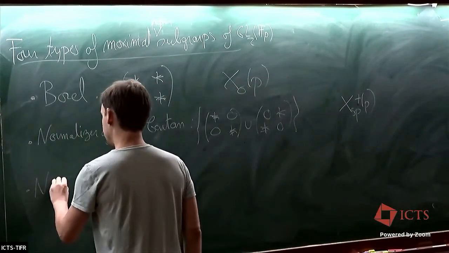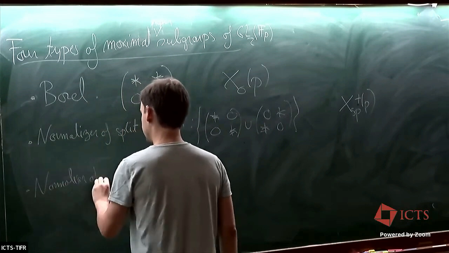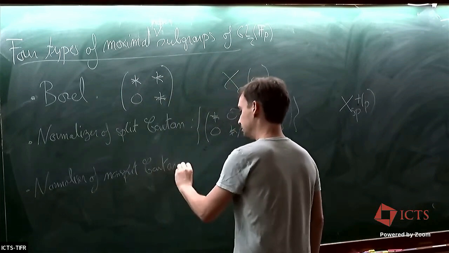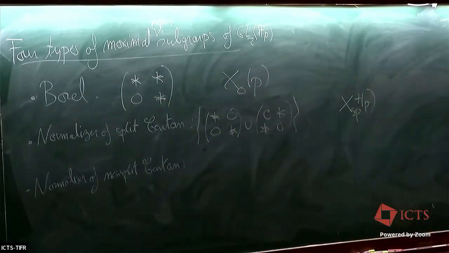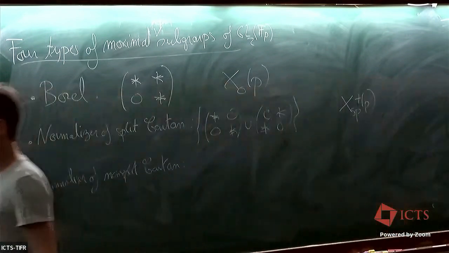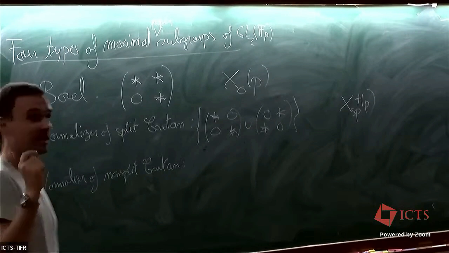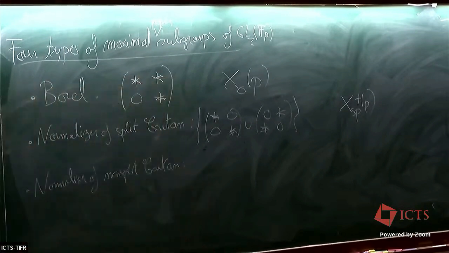A third type, normalizer of non-split Cartan, which is slightly harder to describe, but what I find is the most natural way is that F_p squared, as a space, you can also think of one other space that looks like this. It is F_{p^2}, so the field with p squared elements. Because of this, you can make F_{p^2} act on itself by multiplication. And if you choose a basis, it will define an image of a subgroup inside GL_2. This is how you can define a non-split Cartan subgroup.